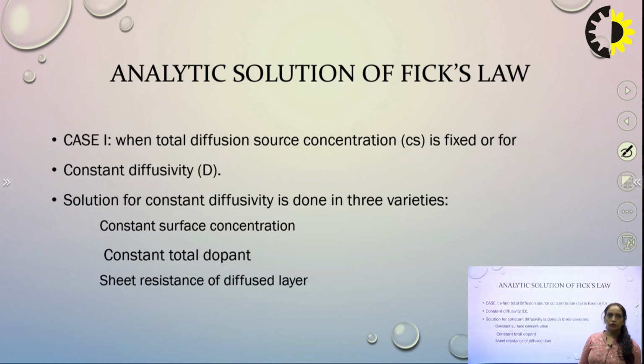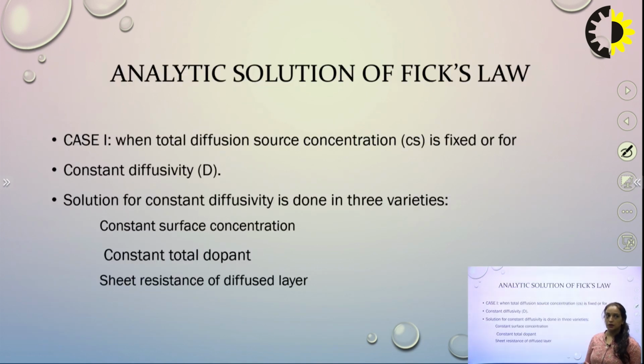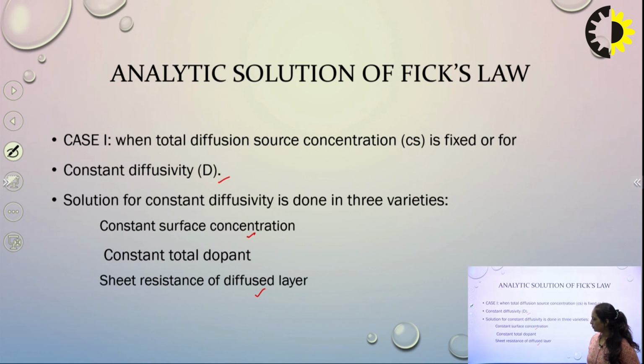The analytic solution for this Fick's law depends on the value of D, and the source can be infinite or finite. All these things come under this solution. When the total diffusion source concentration is fixed or not fixed, we can have constant diffusivity. The solution for constant diffusivity is done in three varieties: the constant surface concentration, constant total dopants, and sheet resistance of diffused layers.